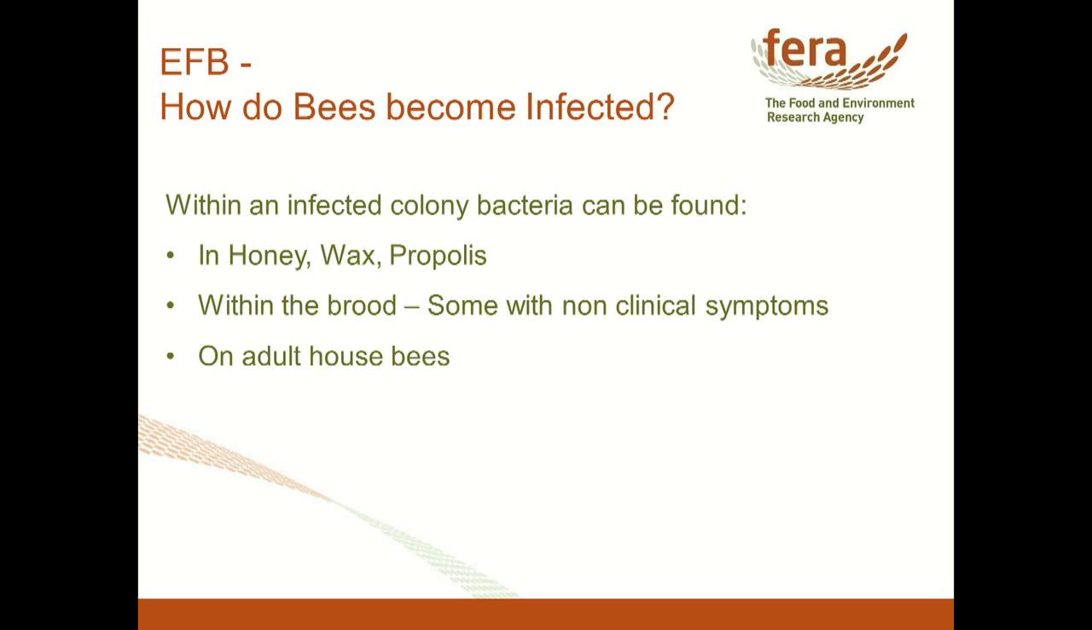So how do the bees in a colony become infected, or where are the bacteria? The bacteria can be found pretty much everywhere within a colony. If you do molecular diagnostics, you will find it in the honey, wax, propolis, obviously within the infected larva within the brood, but it will also be found in larvae which are not showing signs of the disease, and also on the house bees.